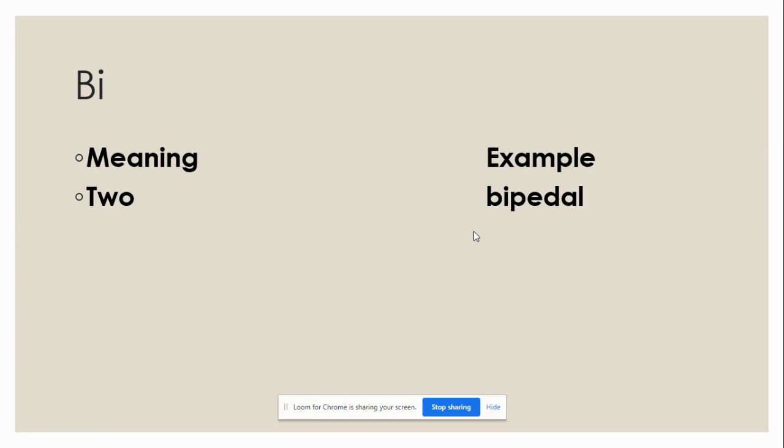The prefix bi means two. Think of bipedal. We talk about humans being bipedal, meaning we walk on 2 feet. Also, bicycle is a great example of a word with the prefix of bi. The prefix bio means life. Sorry, I have these two flipped around somehow. And my example is biology, which is the study of life.